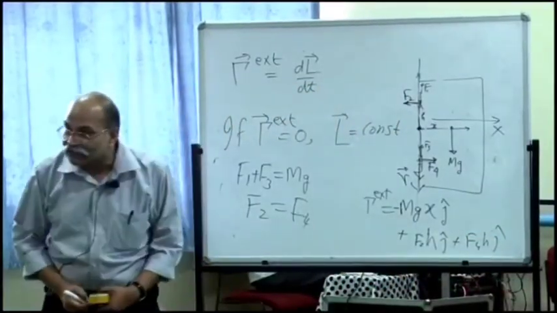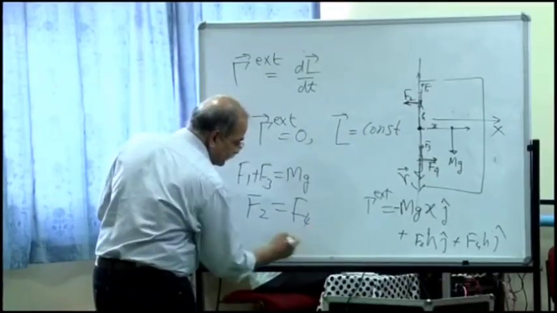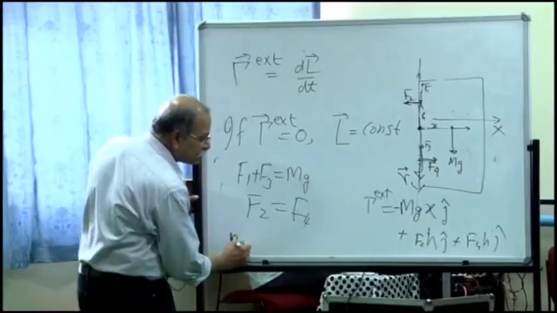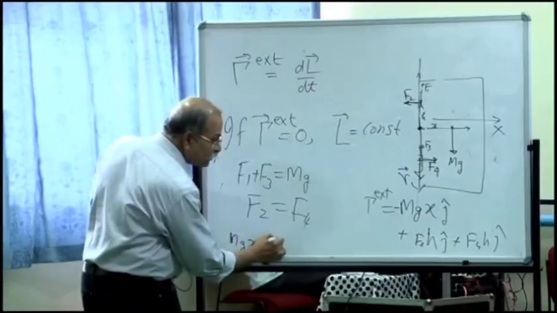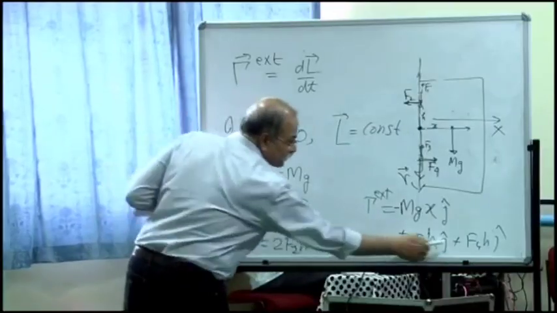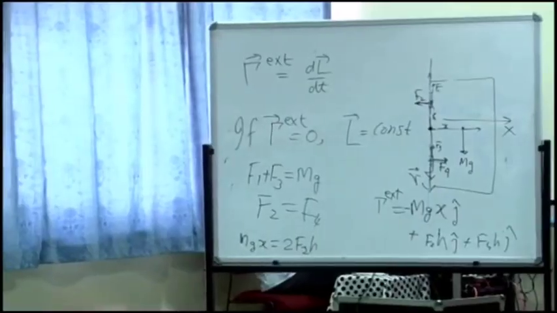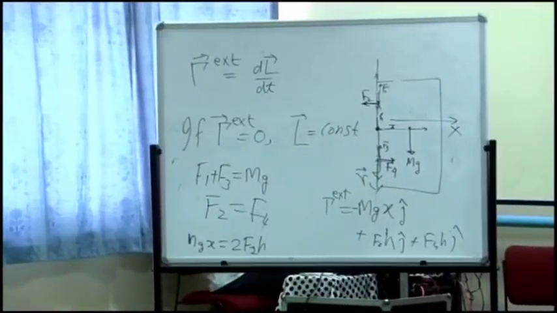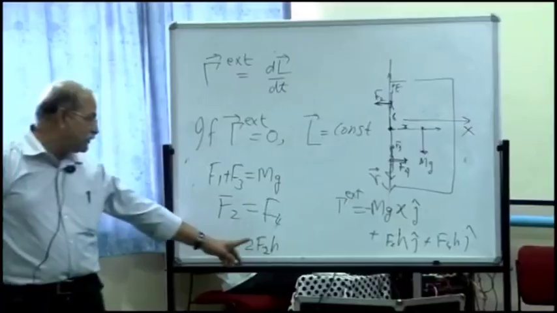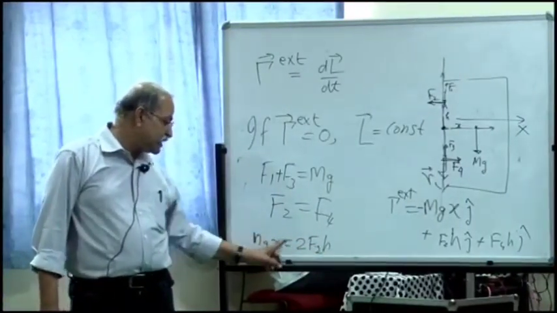There is a very good chance it can be 0. It only says that mgx should be equal to 2 times F2H. Remember, F2 is equal to F4. So you know how much this F2 will be. This F2 will be mgx by 2h.